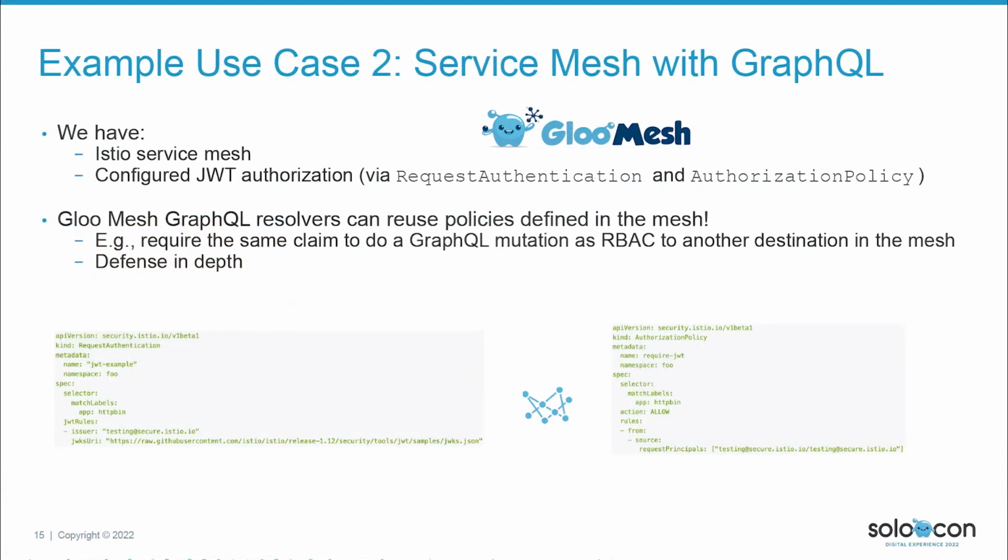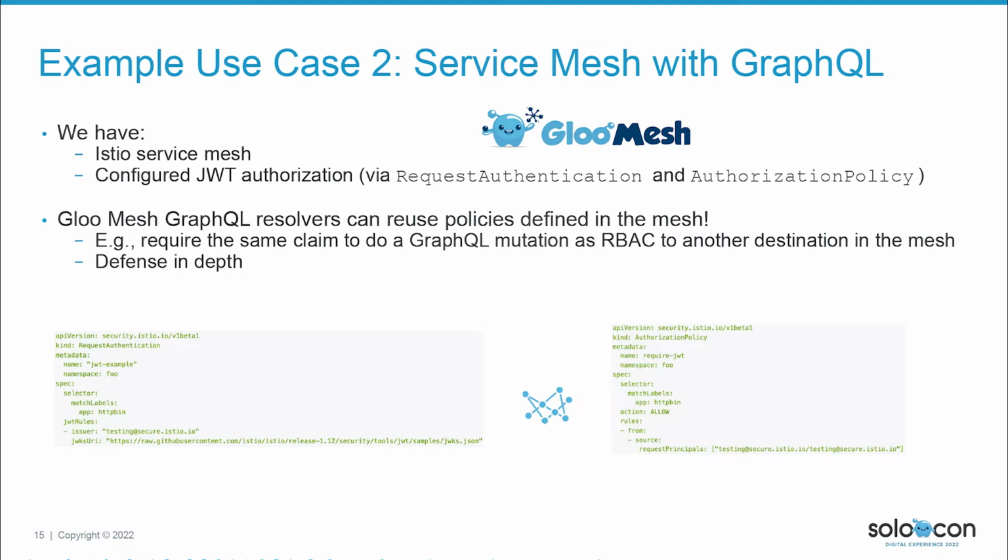So from here, I'd love to move to another example. Let's say again, we're an organization, but now we're talking about service mesh instead of an API gateway. So let's say we have Istio, or perhaps several Istio installations managed by Gloo Mesh. We've configured JWT authorization via the request authentication and authorization policy Istio resources. Examples of those resources are at the bottom here.